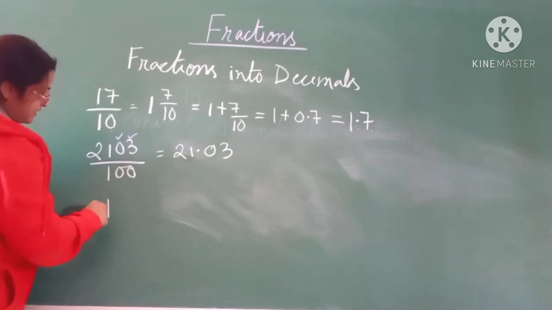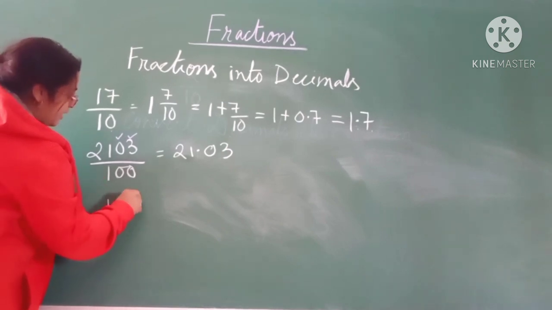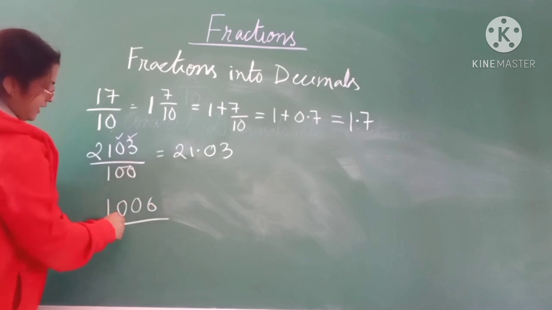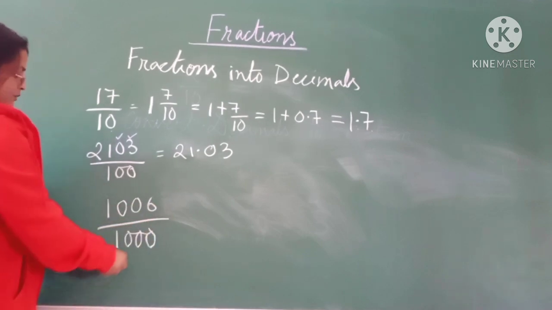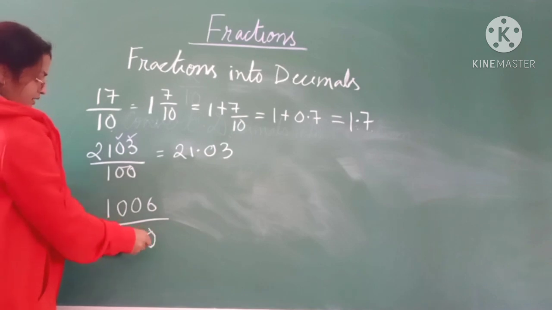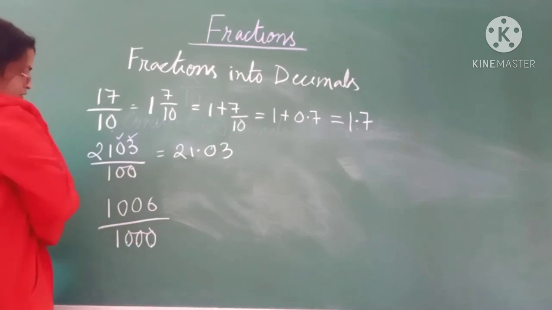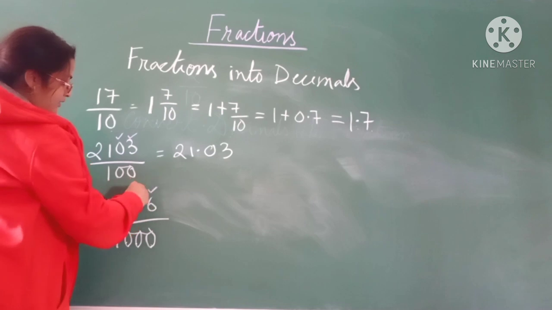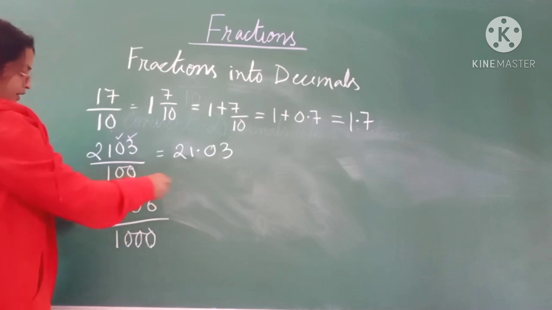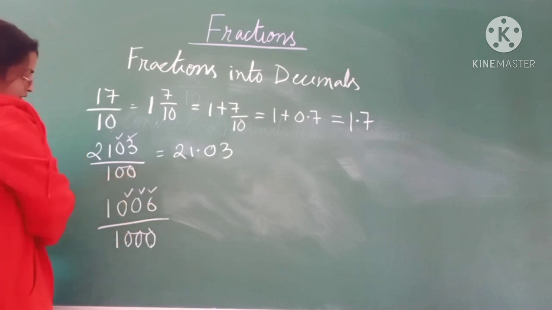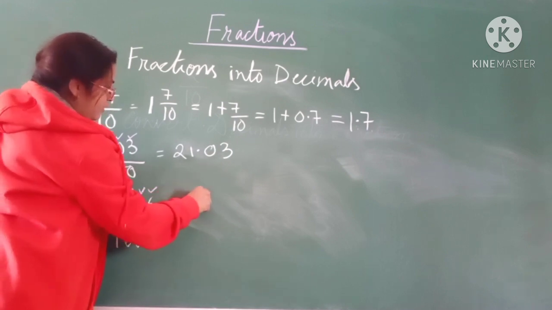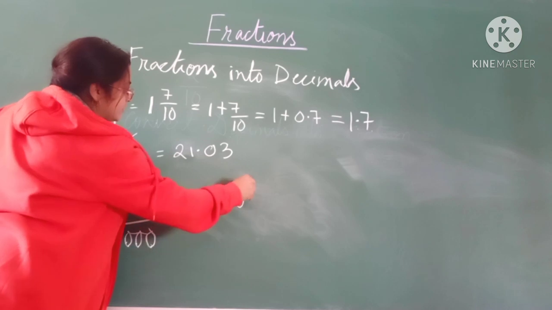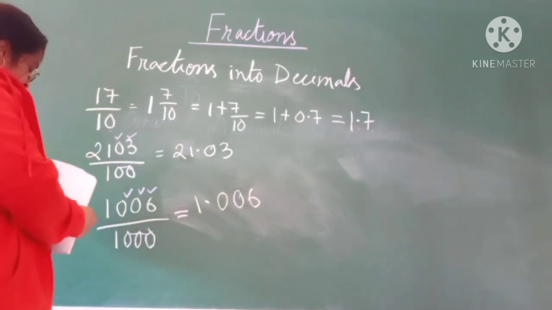Let's take this example. Say 1006 by 1000. Now what will you do? How many zeros are there? 1, 2, 3. So let's count over here, 1, 2, 3 from the right hand side. So where should the decimal be placed? Here. Let's write it 1.006. Is it clear, class?